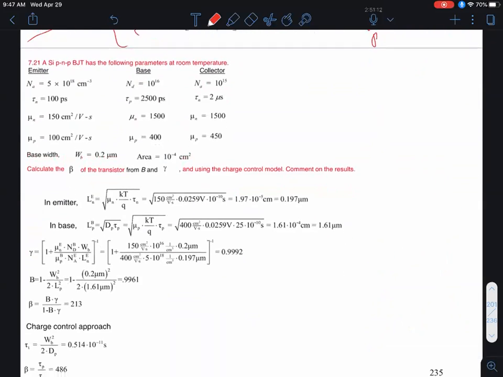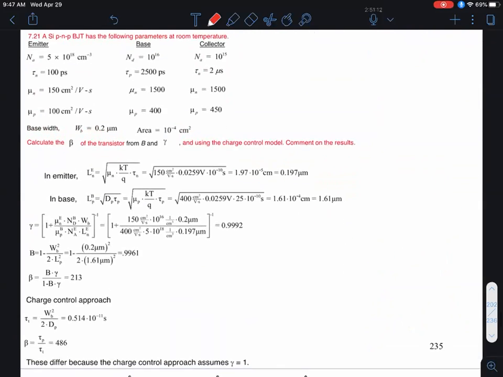This is a typical problem. I think in the homework I've given you a problem like this. And one favorite way of mine to trick you guys is to give you too much information. All right. So in this particular example, I've given you parameters for the emitter, base, and collector. And the trick for you is to figure out which of these parameters are relevant. Okay.